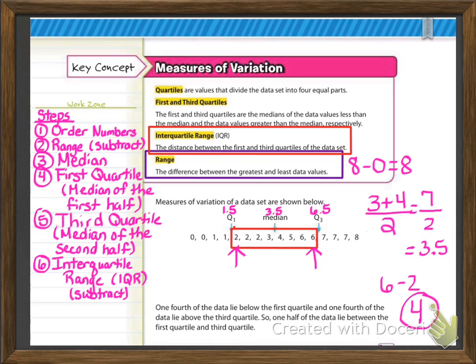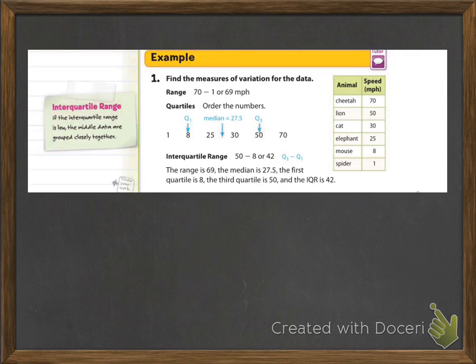All right, let's go ahead and go to the first example. This one's already done for you, so I'm going to go through and explain it again to you guys, but it's really important because after this example, you're going to have to try to do one all on your own. On this one, it says to find the measures of variation for the data. They give you your data in this table.